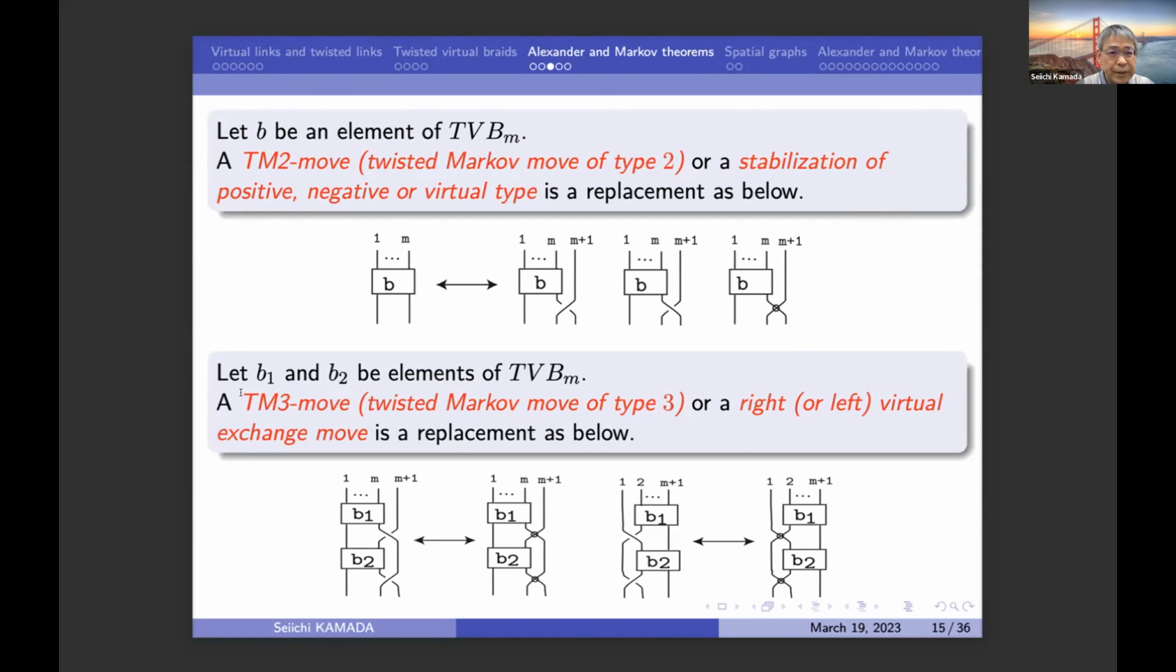And we also introduce a third kind of move, TM3 move, or twisted Markov move of type 3. It is also called a right or left virtual exchange move. That is a replacement of this one. This is right virtual exchange move. Here B1, B2 are any braids, and this is a negative standard generator and positive standard generator. Replace these crossings by virtual crossings. This is virtual exchange move. And similarly, but we put the strand on the left side. In this case, we call it a left virtual exchange move. So these two moves are TM3 moves.